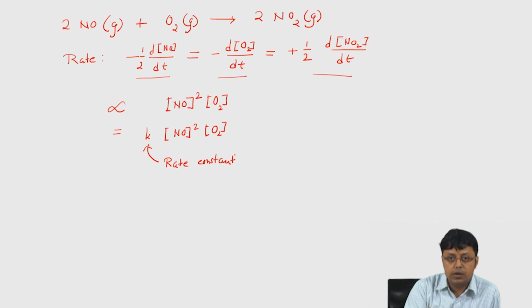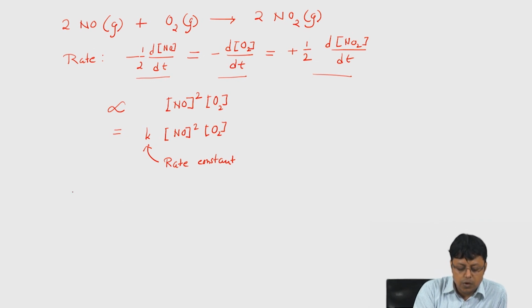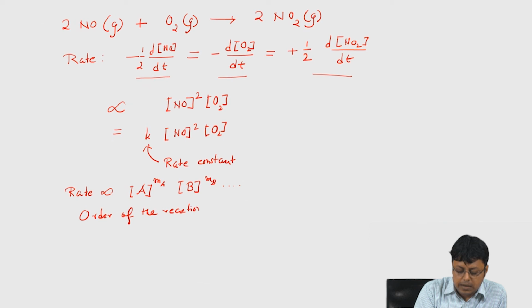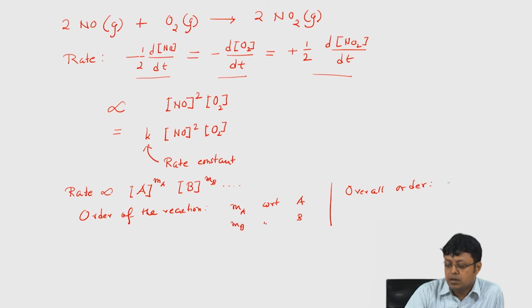Now, when we can write the rate law in this form, in the sense that the rate can be written in terms of the concentrations of the reactants or products raised to some number, say it is proportional to the concentration of A raised to m A, or the concentration of B raised to m B, then we say that the order of the reaction is m A with respect to A, or m B with respect to B. And we can also talk about the overall order, which is the sum over all these numbers, m A plus m B plus so on.